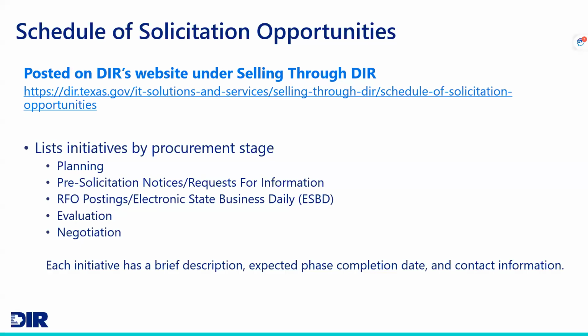And when it's posted, that's when it's out for vendor responses and it's posted to the ESBD, the Electronic State Business Daily, as well. You can also see what's currently closed. We're no longer taking vendor responses for things that we are evaluating and negotiating. So vendors have access to that link on the DIR website, so they can see our procurement schedule and find things that maybe they're interested in proposing to DIR under.